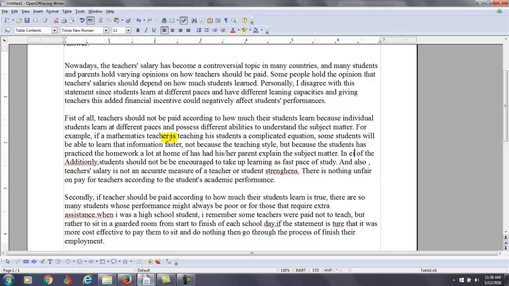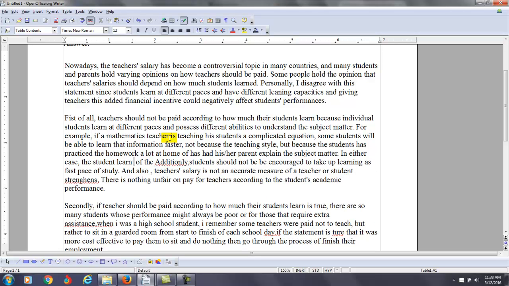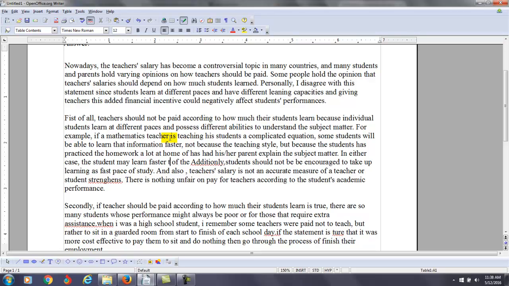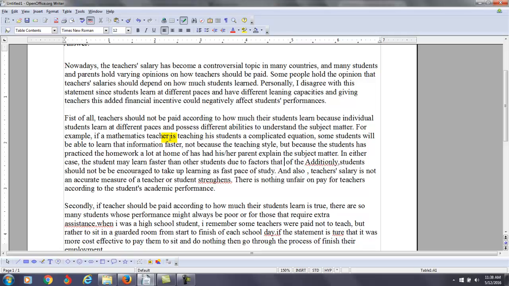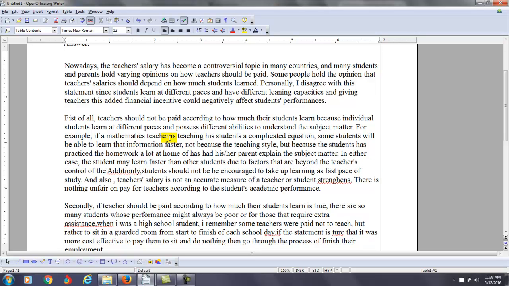In either case, the student learns faster than others. You might say the student may learn faster than other students due to factors that are beyond the teacher's control. So what I'm doing is trying to develop, you need more specific ideas in your body paragraphs. That's going to help you with your argument.